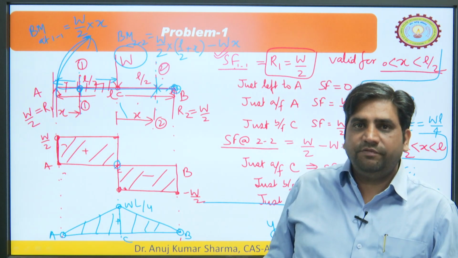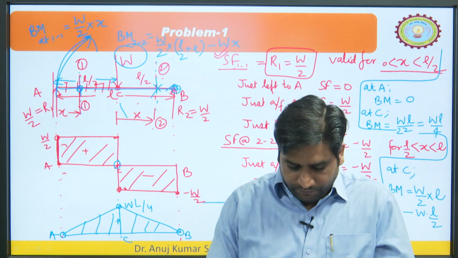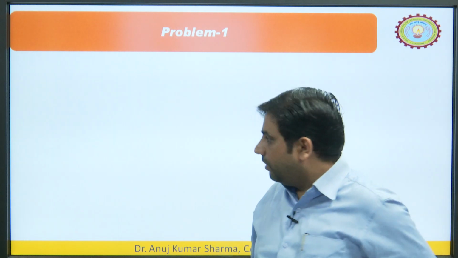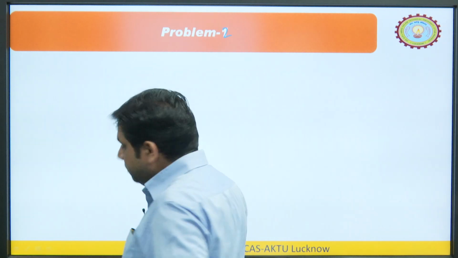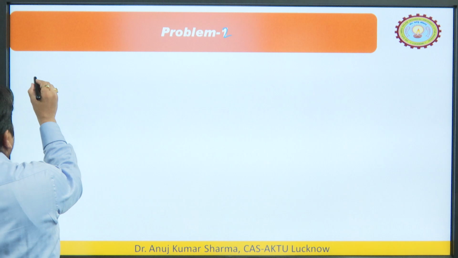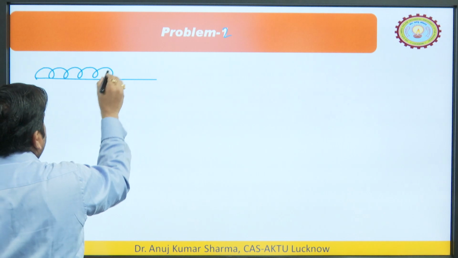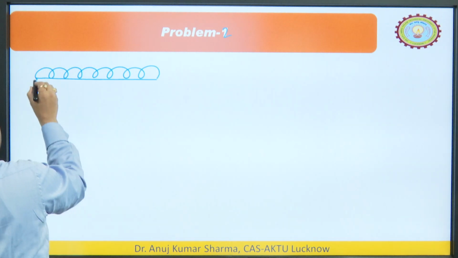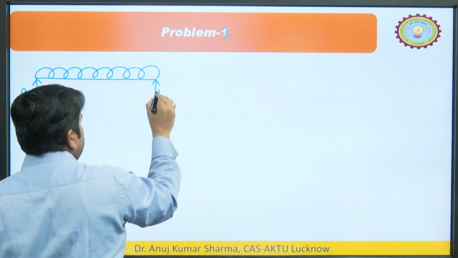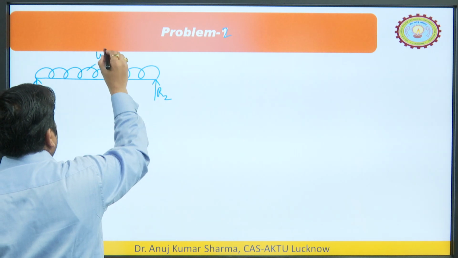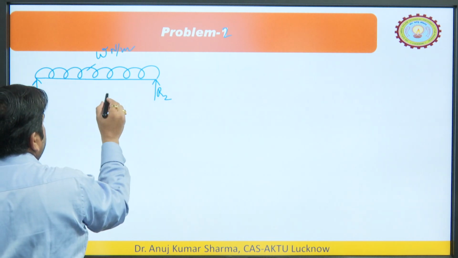I took a lot of time to solve this problem just to convey the understanding of this particular topic. Now, we will consider another problem, problem number 2. If we draw the beam, we take a beam a little more complicated as far as the loading is concerned. Let us say this is the point load and this is the uniformly distributed load. So, how can it be solved? This is the reaction R1, this is reaction R2, this is the intensity W Newton per meter, and the total length of the beam is L.